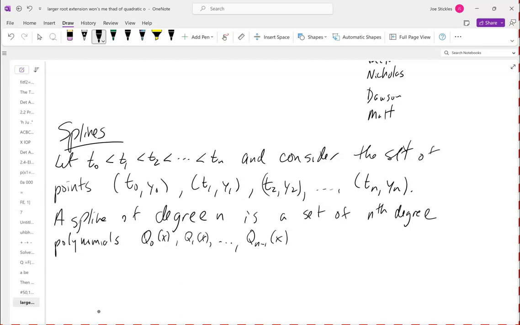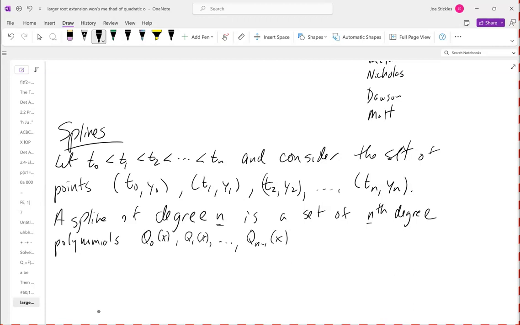Okay. So the degree n talks about the nth degree polynomials that we'll use. If you're doing a spline of degree 1, these polynomials will be of degree 1. If it's a spline of degree 2, each of those will be a quadratic. If it's degree 3, each of them will be a cubic, and so on up the line. Okay? All right. So, of course, we need to make some conditions here that need to be met by these particular functions in order to actually be a spline.